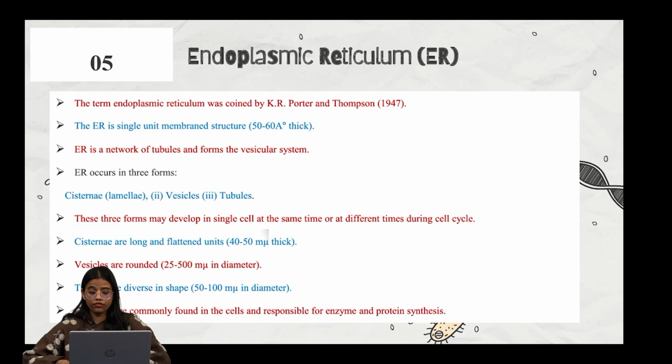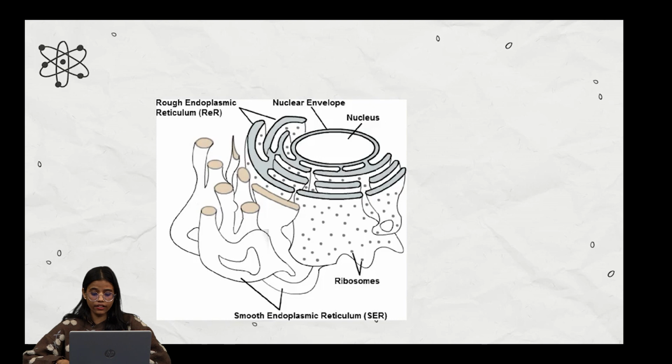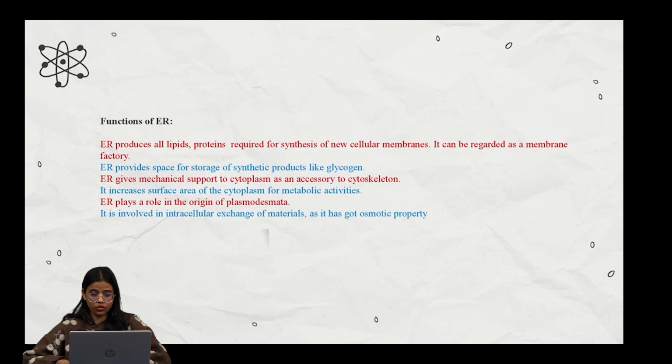Cisternae are long and flattened units, 40 to 50 mu thickness. Vesicles are round, 25 to 500 mu in diameter, and tubules are diverse in shape, 50 to 100 in diameter. Cisternae are commonly found in the cell and are responsible for enzyme and protein synthesis. This is a diagram of endoplasmic reticulum.